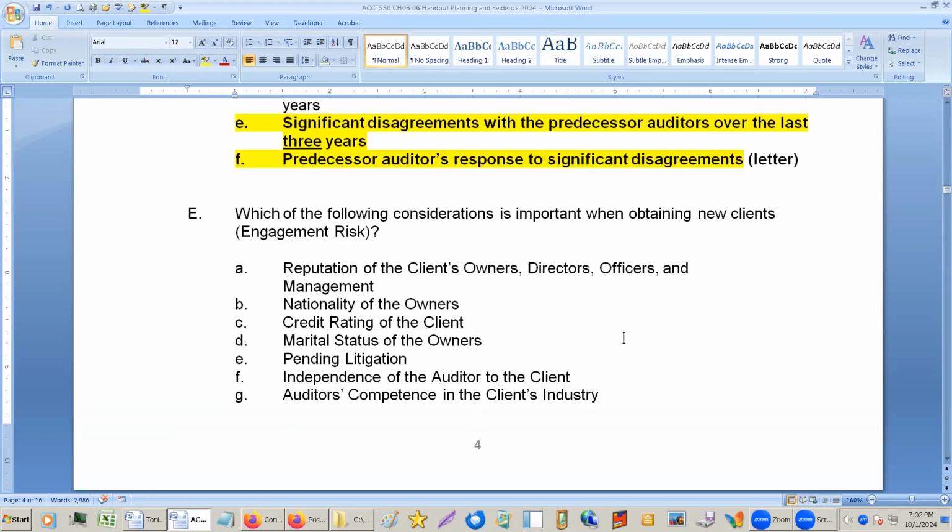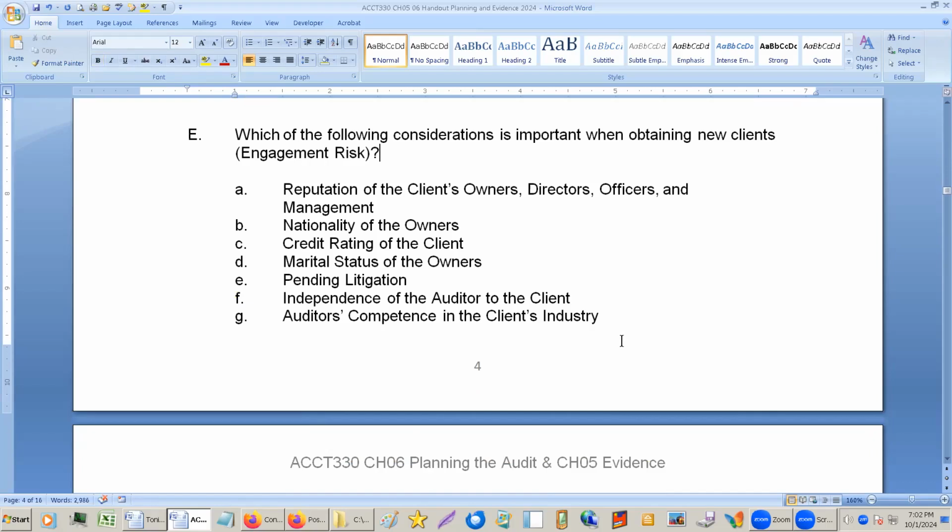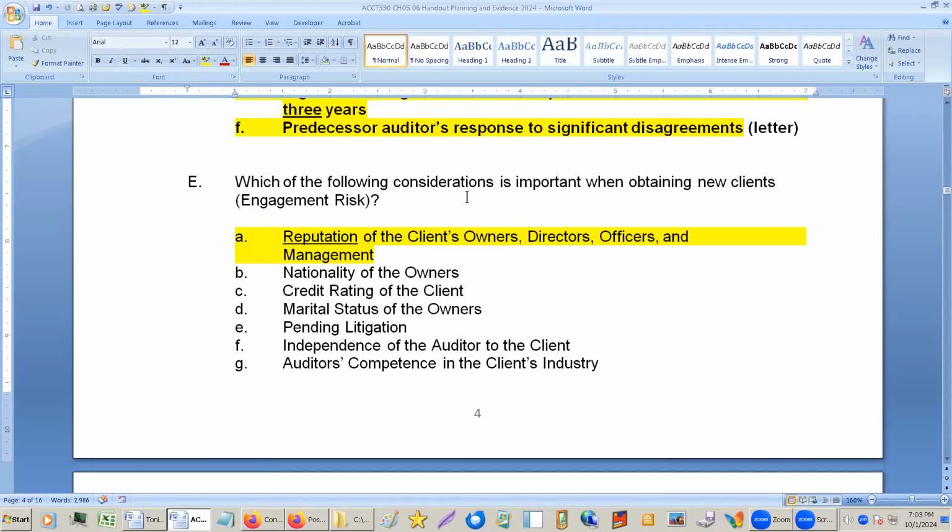Which of the following are considerations important when obtaining new clients? A, reputation of owners, directors, officers, management. Yes or no? Yes. The whole thing, their reputation goes with their integrity. The nationality of the owners. No. Nope.